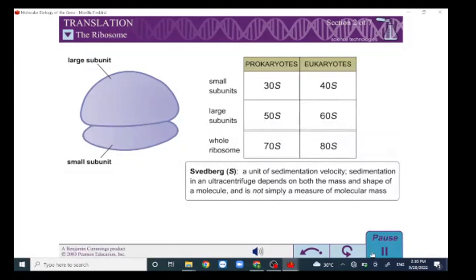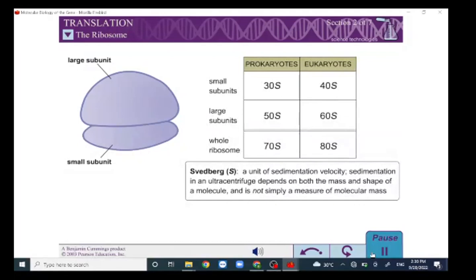In prokaryotes, you have the 30S and 50S. The whole ribosome is 70S, and in eukaryotes you have 40S and 60S. The whole is called 80S. You have the Svedberg. What is the Svedberg? It's a unit of sedimentation velocity. Sedimentation is by ultracentrifuge and depends on both the mass and shape of a molecule.